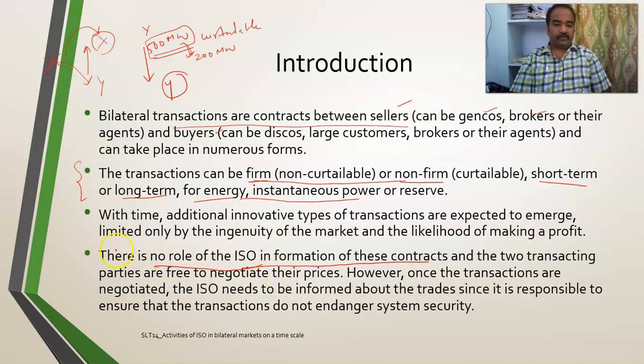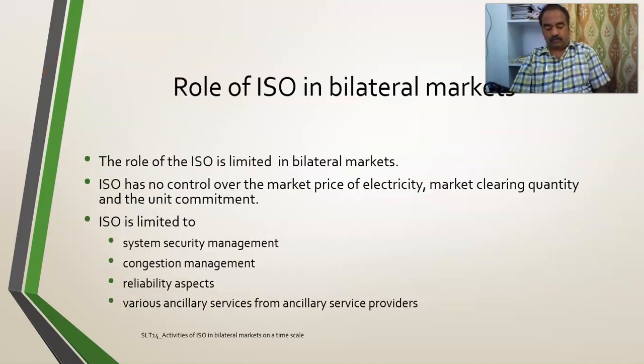But once the negotiation has been done, then comes the picture of the independent system operator, because you need to transfer the power from one place to another after agreement, and that job will be taken up by the independent system operator. Now, what is the role of the independent system operator? As seen in the last slide, it has nothing to do with the market price and with the transaction. So his role is very limited.